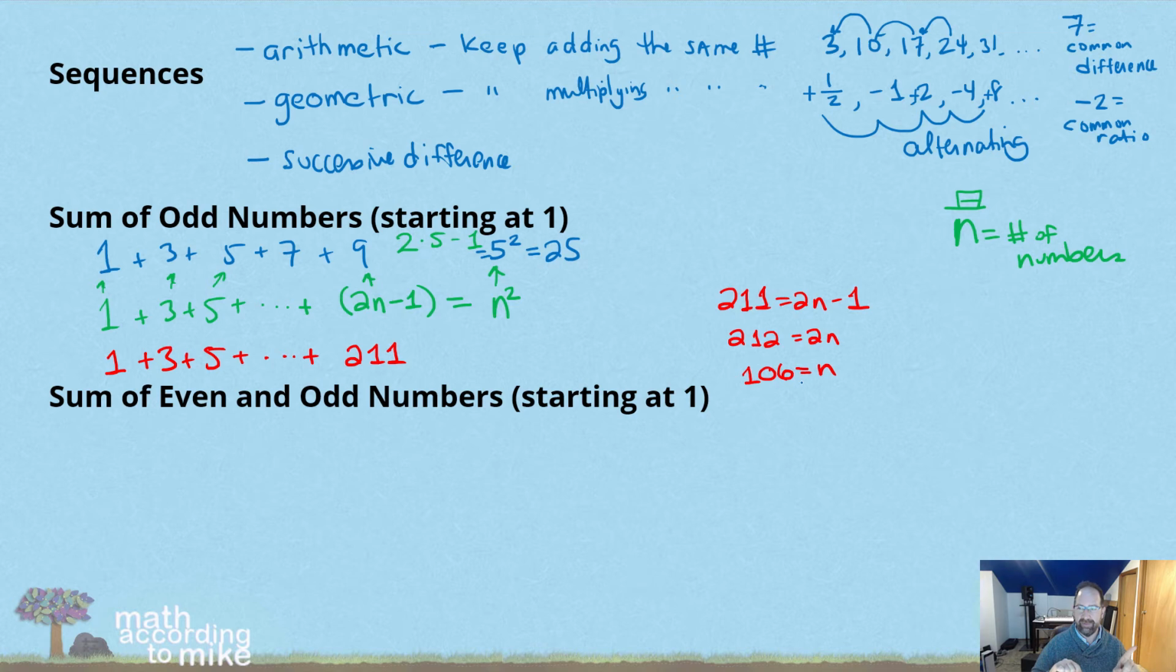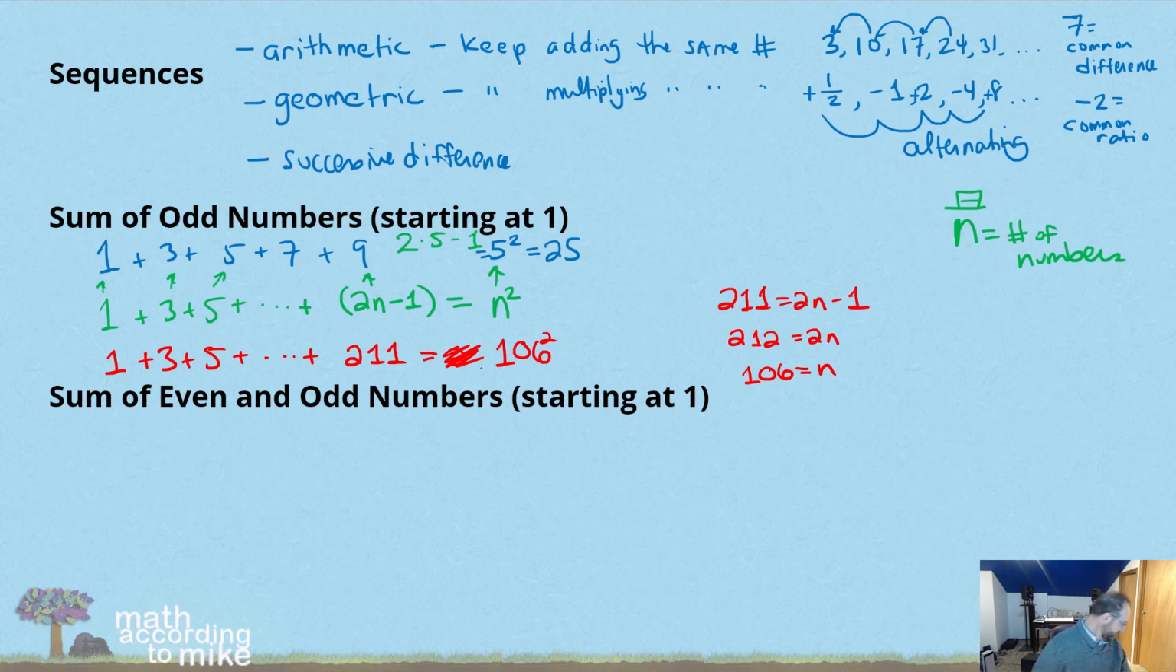So to figure out the sum of the odd numbers from 1 to 211, according to our formula in green, this would equal 106 squared.